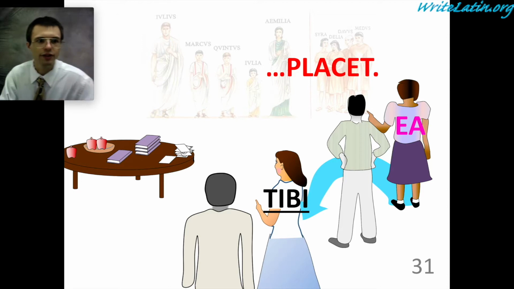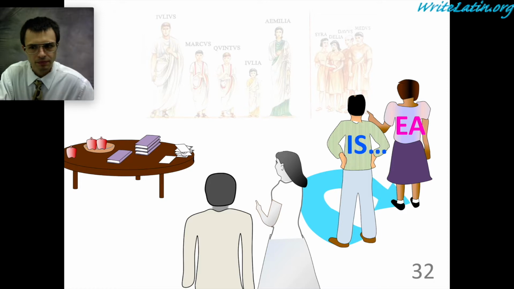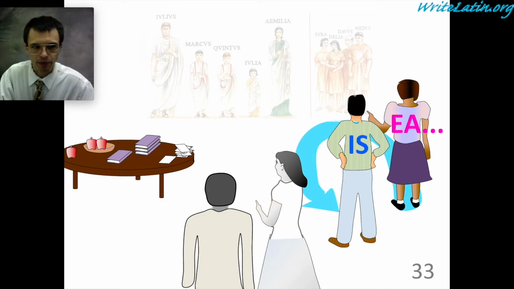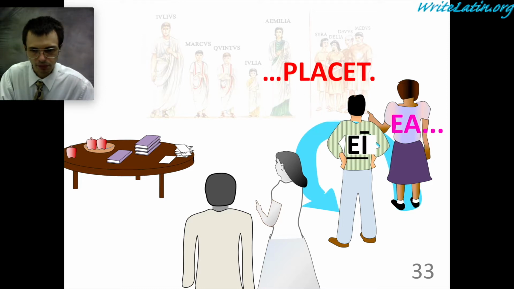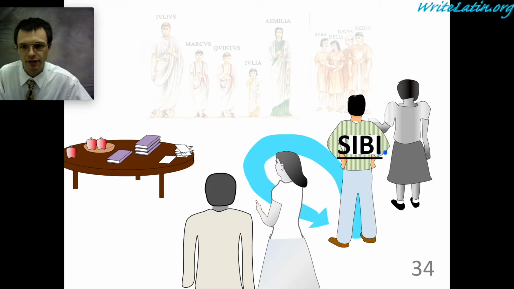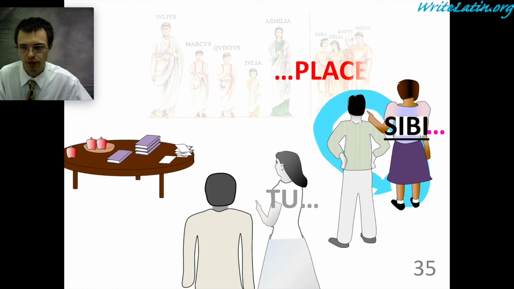Okay, so try it yourselves. Here we go. He pleases her. What would that be? Here it is. She pleases him. What would that be? Same thing. What about he pleases himself? Good. Hope you got it. It's sibi placet. All right. She pleases herself. Same thing.